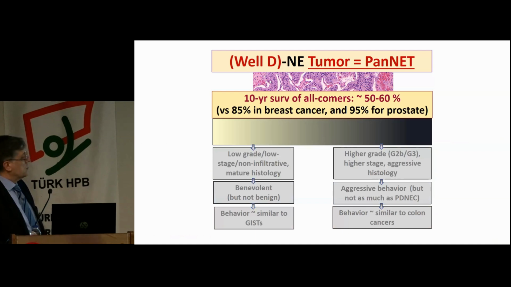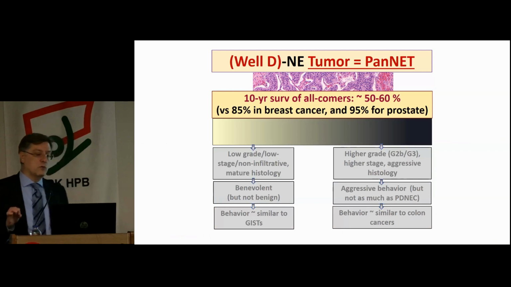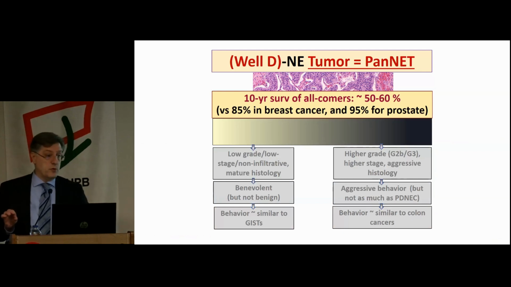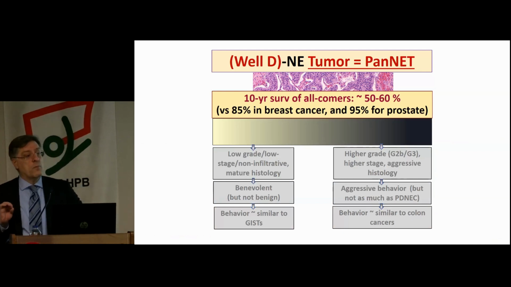Now, this is important to recognize. 10-year survival of all comers of neuroendocrine tumors is 50-60%. Okay? When you compare this with all comers of breast cancer, it's 85%. Prostate cancer, it's 95%. So we are dealing with a malignancy that's actually more aggressive than breast and prostate. So it's important to remember.